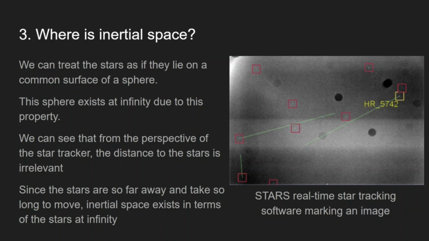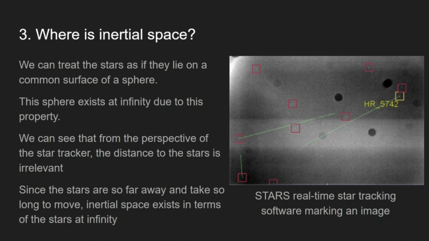Thank you, Adam. I'm going to talk about inertial space for a moment. Inertial space is talking about where in space is our zero point, where things are moving from. And so we use the stars because we can treat them as if they lie on the common surface of a sphere. We can do it this way because the distance to them doesn't really matter. They're all spaced different distances away from us. Some are closer, some are further away.